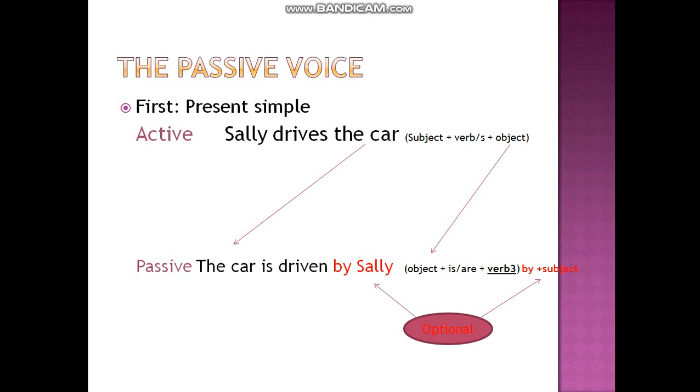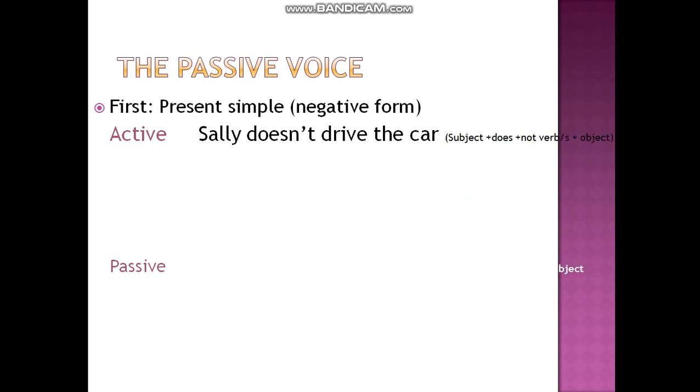As we said, the by Sally part is optional because we're not concerned with who did the thing, but the result of the thing. What is the result? The car is driven. All you have to do is to memorize the form of the active and the passive form in the present simple for now.